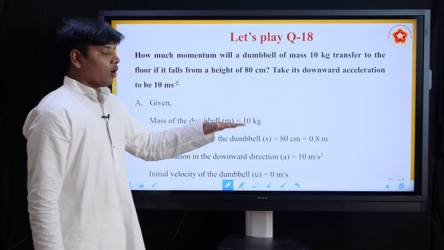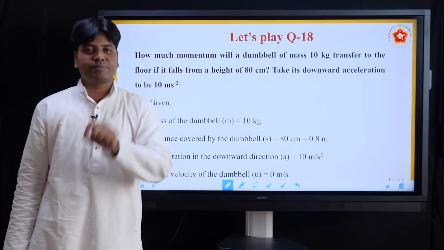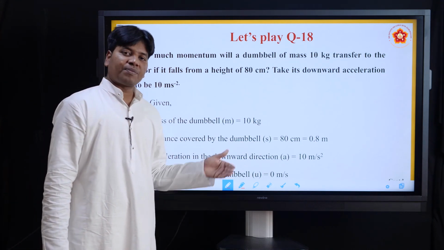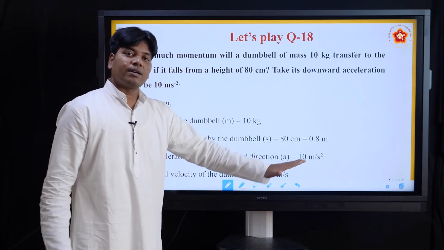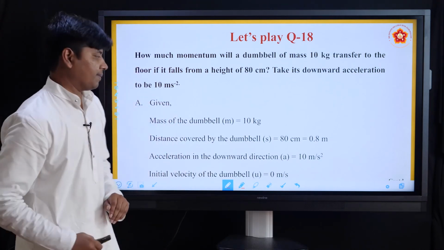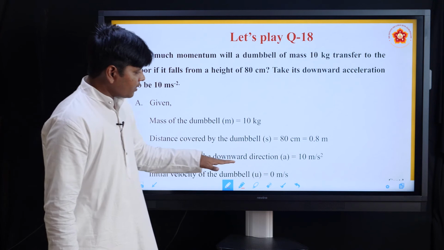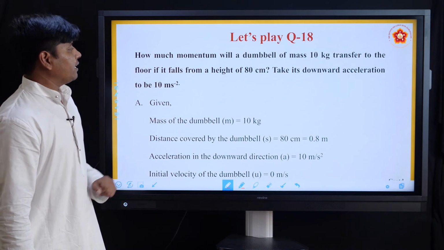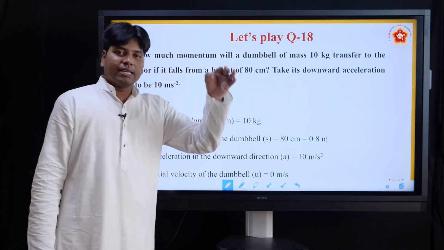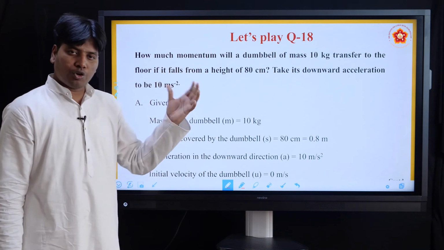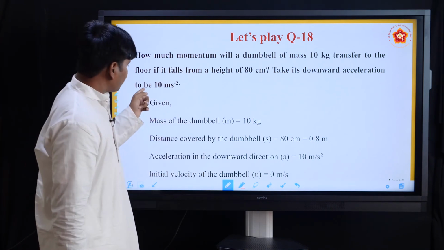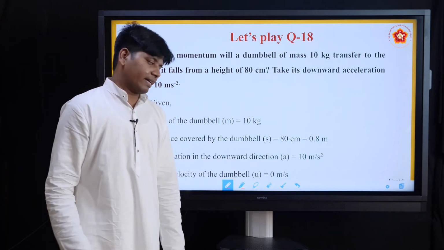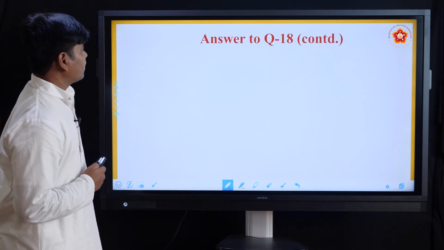So make sure that all the units are in the same system, either CGS or MKS. Usually we follow SI, so make sure that it is well converted before substituting in the formula. The acceleration in the downward direction is 10 meter per second square. Initial velocity is not given, but it is a free fall, right? Nobody is applying any force, so it is under the acceleration of 10 meter per second square. That means the initial velocity we can take as 0 meter per second.